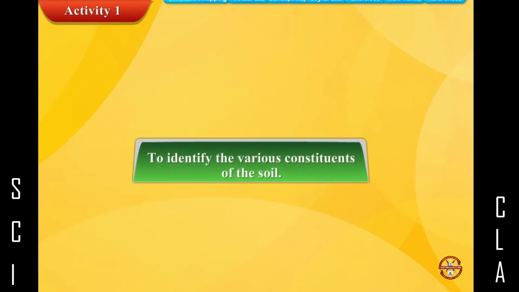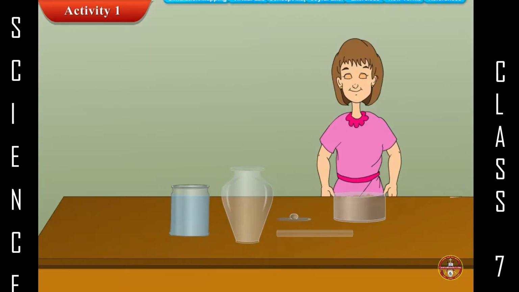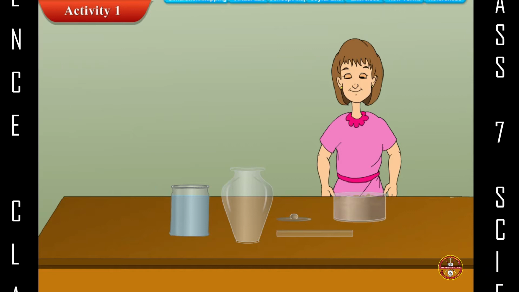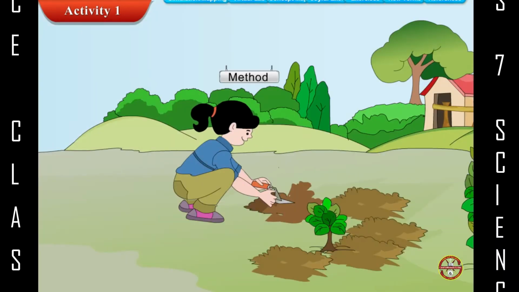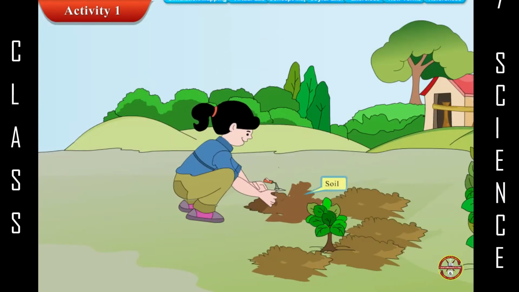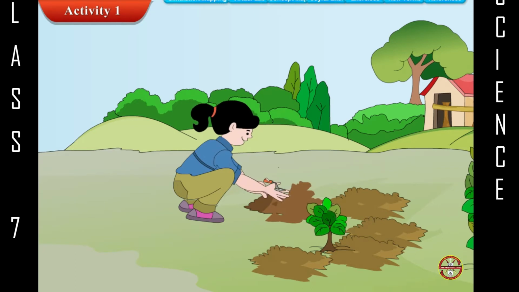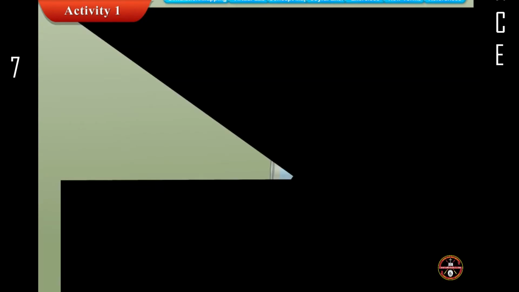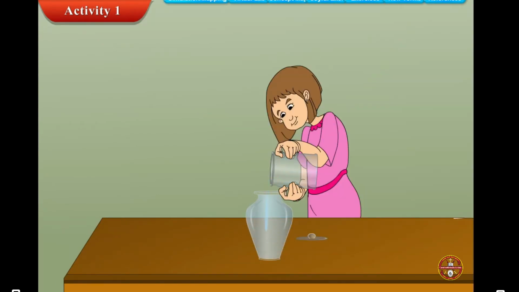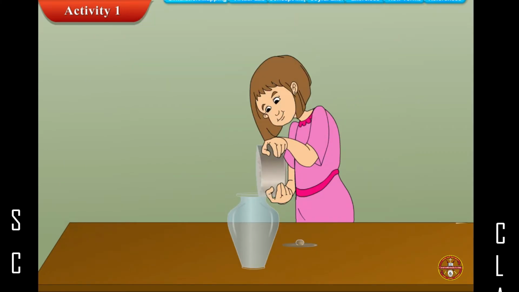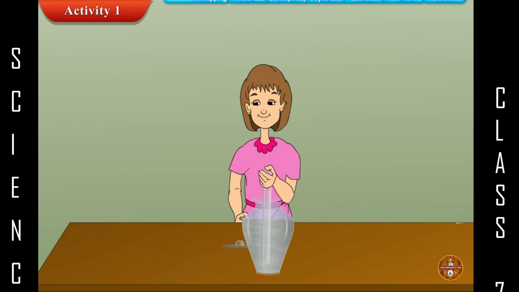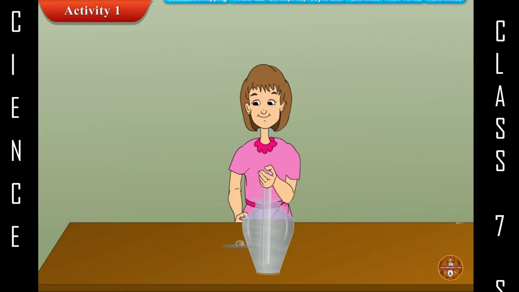Activity 1. To identify the various constituents of the soil. Things needed: glass tumbler, soil sample, glass rod, water. Method. We take a handful of the soil from the school garden or any other place. Break the clumps with our hand to powder it. We now take a glass tumbler and fill 3/4 of it with water. We add a handful of powdered soil to it. We stir the mixture well with a glass rod and allow it to stand undisturbed for a few hours.